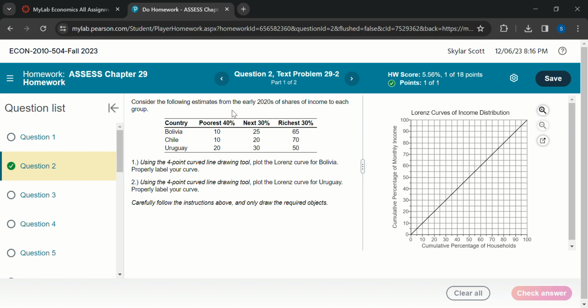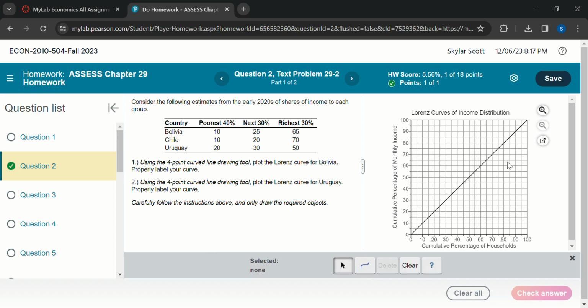Consider the following estimates from the early 2020s of shares of income to each group. We have 3 countries, Bolivia, Chile, and Uruguay. Part 1 asks us, using the 4-point curved line drawing tool, plot the Lorenz curve for Bolivia. Properly label your curve. So, if we take a look at Bolivia, the poorest 40% of the population control 10% of the wealth. The next 30% control 25% more of that wealth. Finally, the richest 30% control 65% of the wealth.